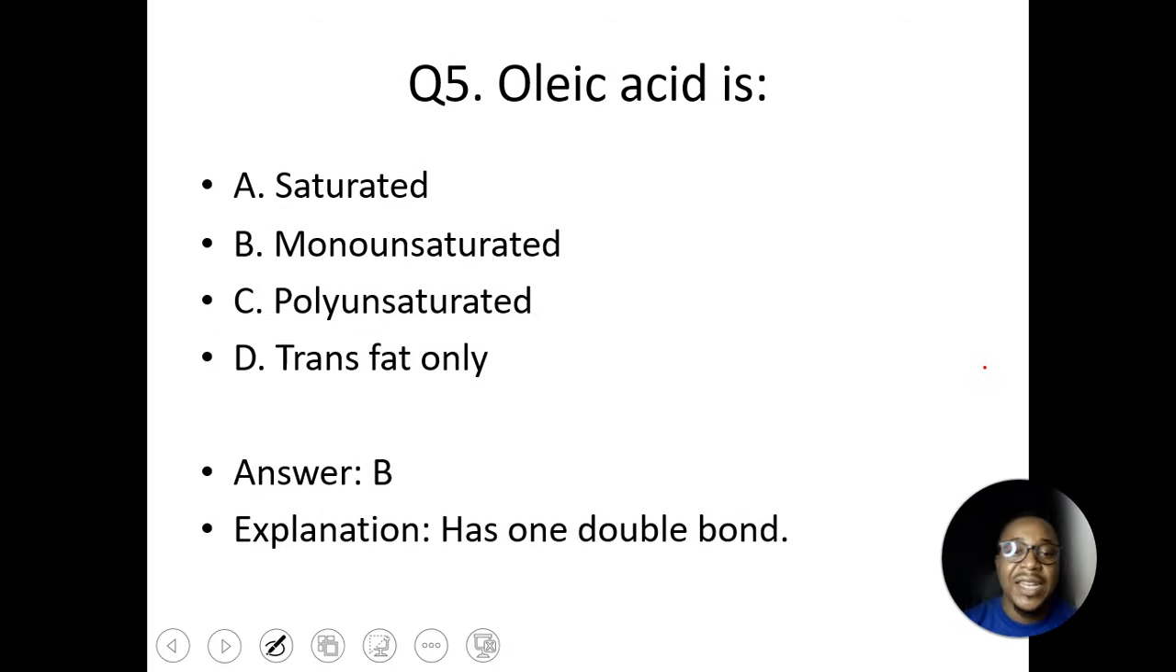Oleic acid is an unsaturated fatty acid. Now, is it a mono or is it a poly? It's a mono-unsaturated fatty acid. It has only one double bond, at position 9.